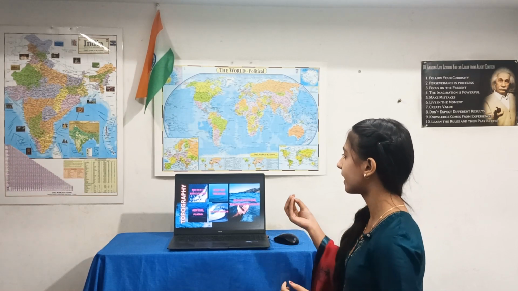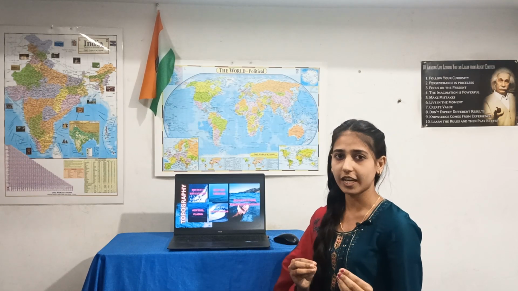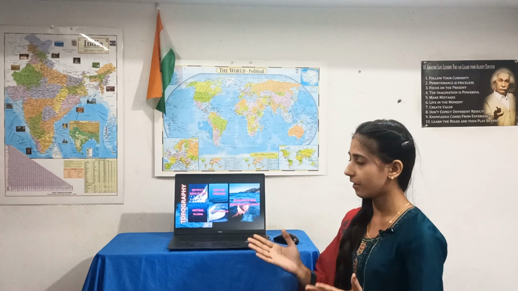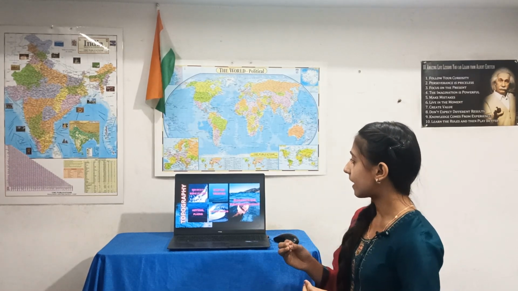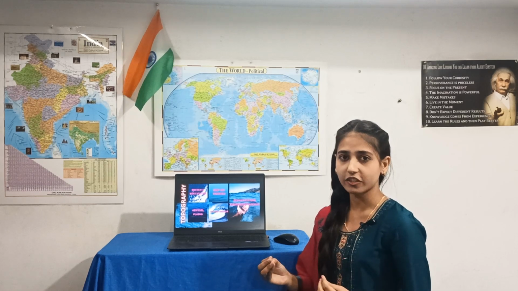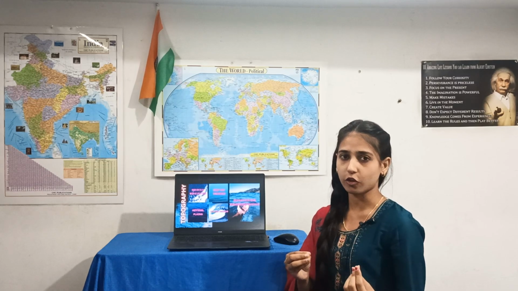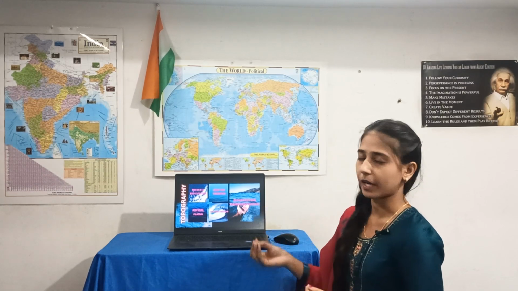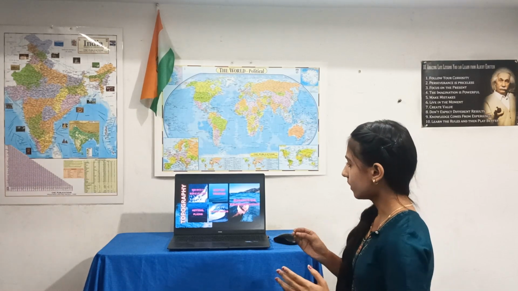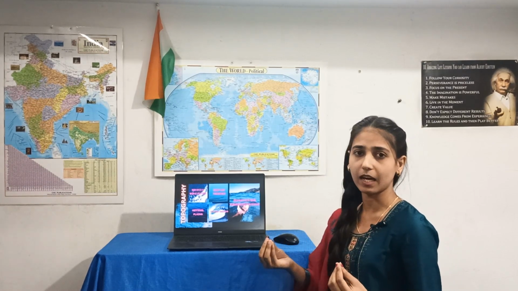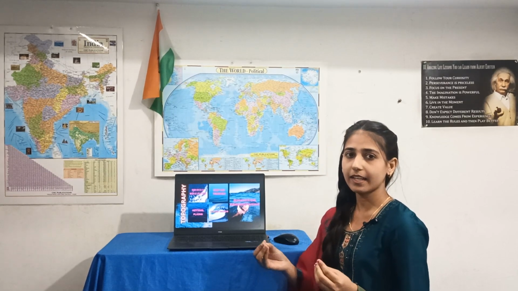My next point is the deep sea trenches. The Java Trench near Indonesia is the deepest trench in the Indian Ocean. The other trenches are the Makran Trench in the Arabian Sea and the Diamantina Trench off the coast of West Australia. My next point is the abyssal plains. These are large, flat, deep sea regions. They include the Somali Basin, Arabian Basin, West Australian Basin, and Central Indian Basin.